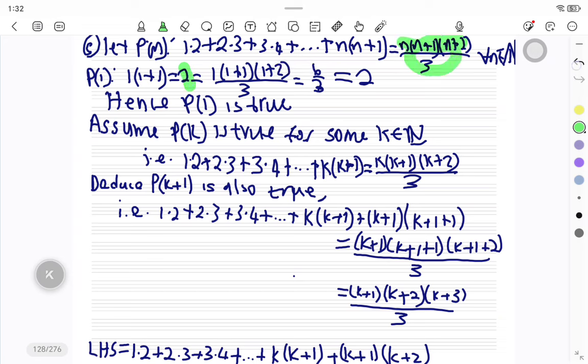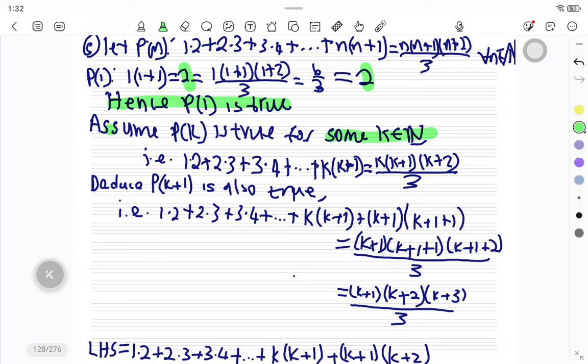So hence P of 1 is true. We can just say it's true actually for n equals 1, but we don't have to say that. Now, we assume that P of k is true for some k element of a natural number. Now, after assuming this, we just copy this entire thing, we replace n by k. You see, right? But remember what's very important here, it's saying for some k element of a natural number.